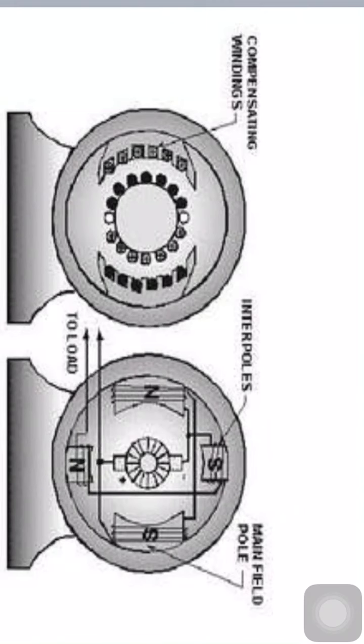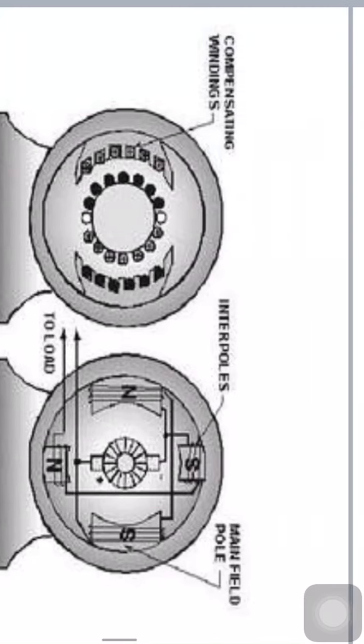It is connected in series with the armature in such a way that the direction of current through the compensating conductors in any one pole phase will be opposite to the direction of current through the adjacent armature conductors. Likewise, the compensating windings are connected.